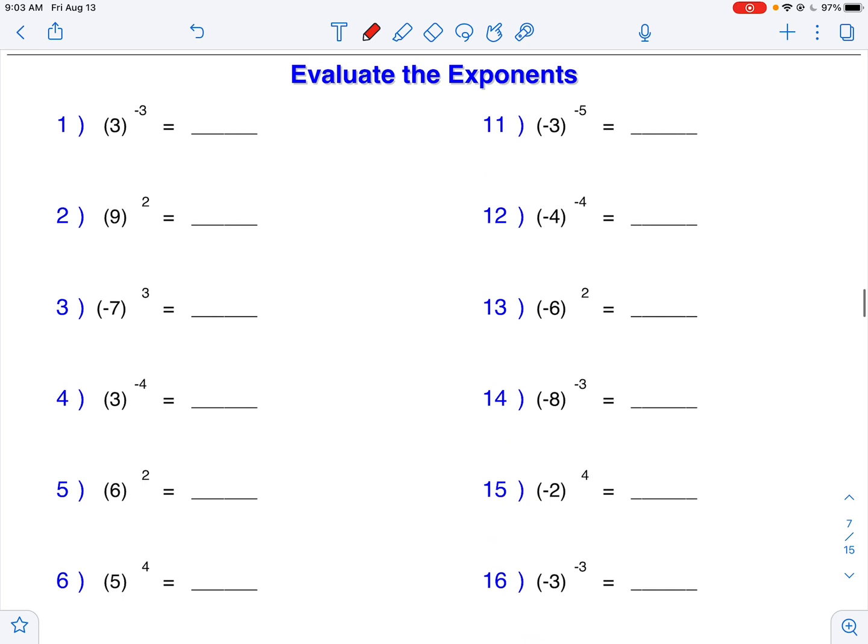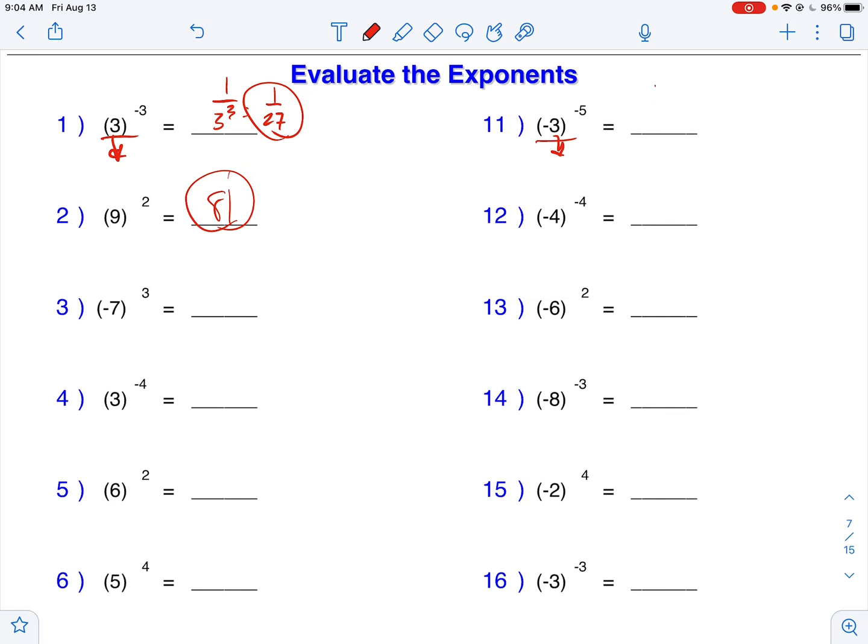Okay. These get a little trickier. Look, it's a negative exponent. It's going to jump. So it becomes 1 over 3 to the third, or 1 over 27. If it's to the third or less, finish it. If it's more than to the third, just leave it as an exponent. Okay. 9 squared would just be 81. Don't have to jump it.